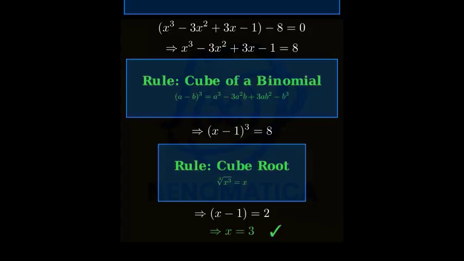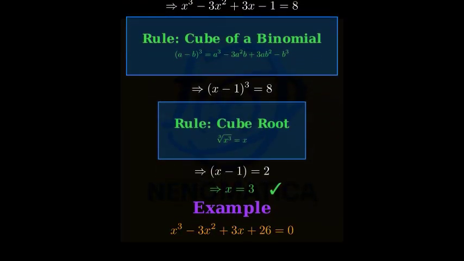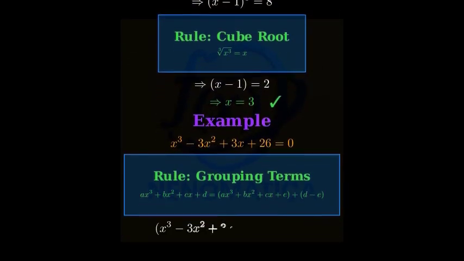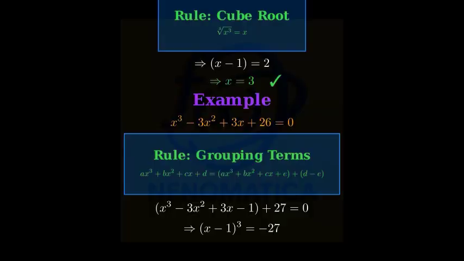Let's move on to our second example. We'll solve the equation x³ - 3x² + 3x + 26 = 0. Again, we'll start by rearranging the equation. We group the first 3 terms, which gives us x³ - 3x² + 3x - 1, and then we add 27 to make it equal to 0. Next, we rearrange this to isolate our cubic expression. This gives us x³ - 3x² + 3x - 1 = -27.